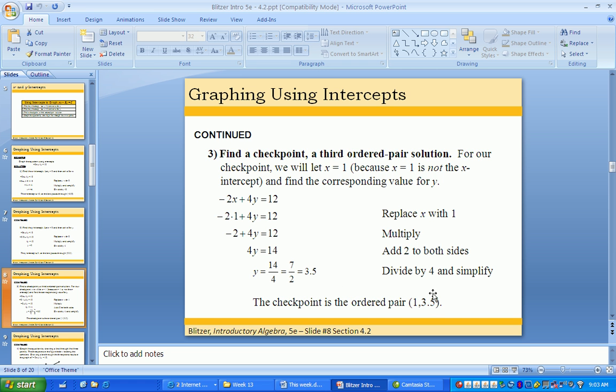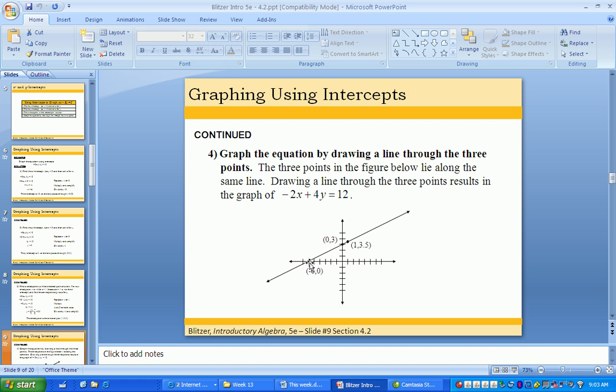And now we can just plot these out. Remember, our x-intercept at negative 6, 0, our y-intercept at 0, 3, and then our checkpoint at 1, 3.5. Sure enough, the line goes through all 3 points, therefore we've graphed our line correctly. We solved everything right on that problem.